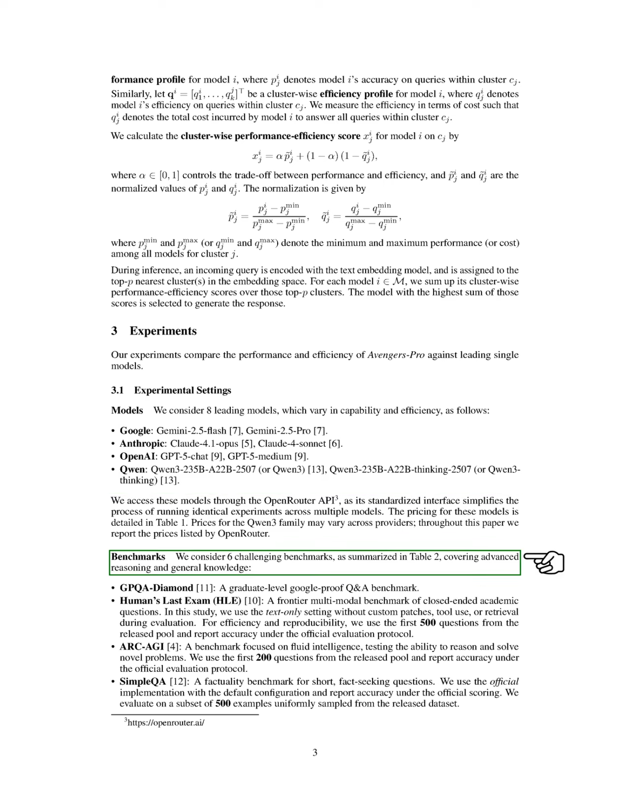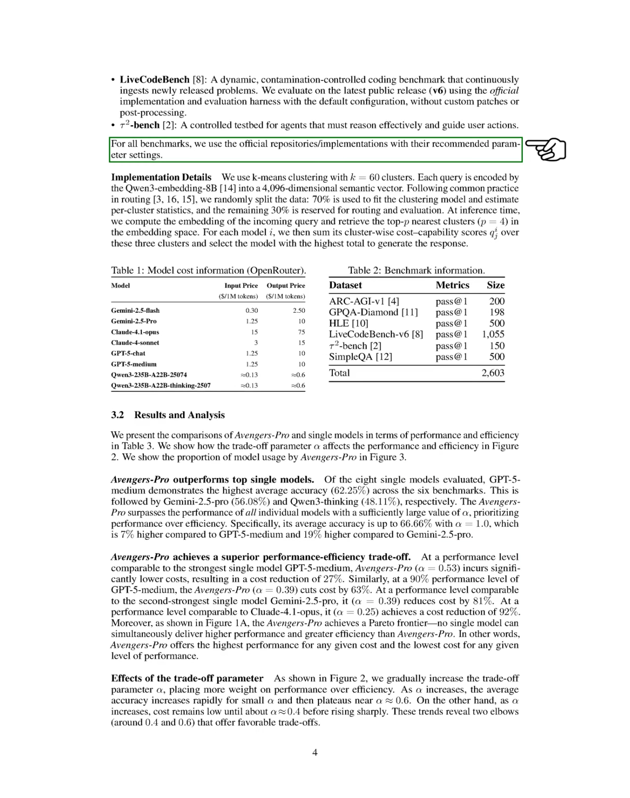We utilize 6 challenging benchmarks that assess advanced reasoning and general knowledge, summarized in a table. These benchmarks include GPQA Diamond, a graduate-level Q&A test; Humanity's Last Exam, HLE, a multimodal academic question benchmark where we only use text; ARC-AGI, which tests fluid intelligence; SimpleQA, focused on factual questions; LiveCodeBench, a coding benchmark that updates with new problems; and Tau Squared Bench, which evaluates reasoning and user guidance. For all benchmarks, we follow the official protocols and use their recommended settings.